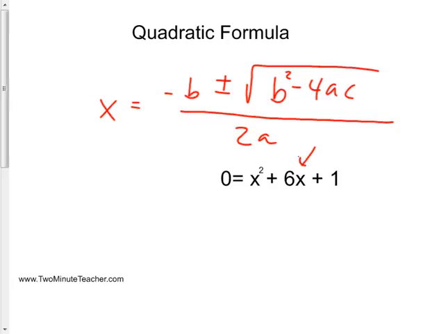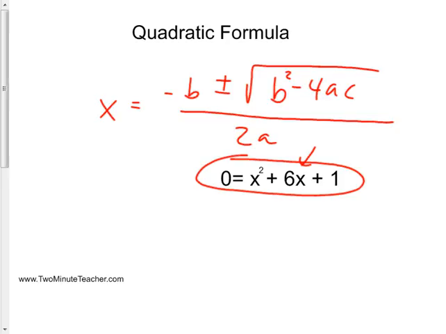Like this one, I cannot factor this equation, and therefore it would be very difficult to get my answers unless I graphed it. Graphing would work also, but you get weird decimal answers. So the quadratic formula is a great example of a way to solve this problem.